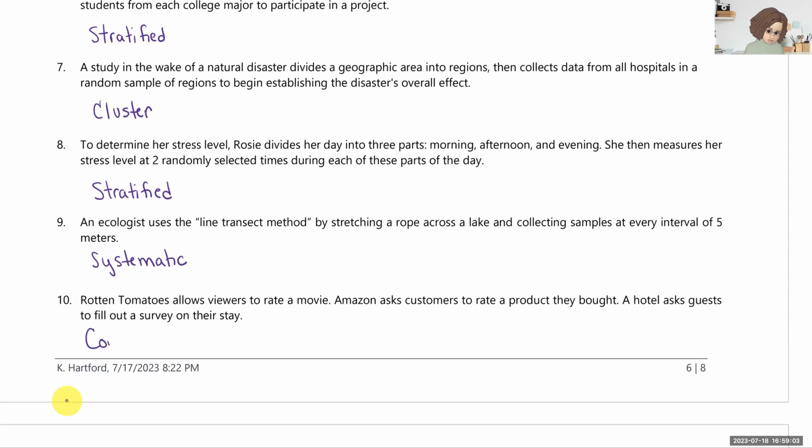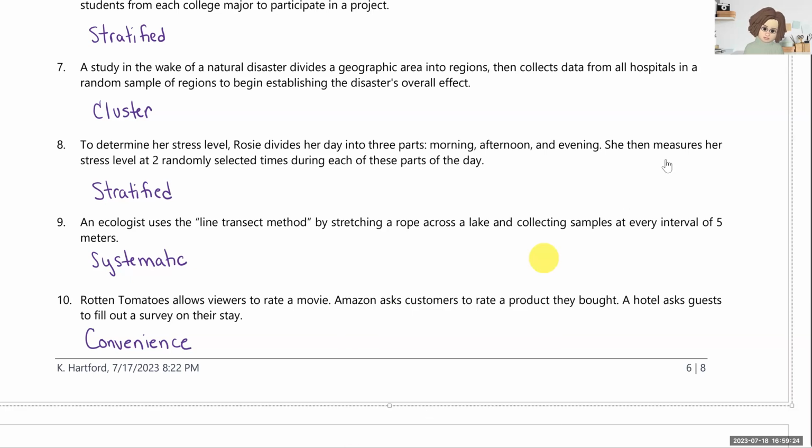So convenience just means we do what is simple and easy. They have a tendency to not be representative of the population necessarily, so there can be bias involved because some people will respond and some won't, but they have their place in research. So convenience sample. All right, so hopefully that helps a little bit with identifying sampling techniques.